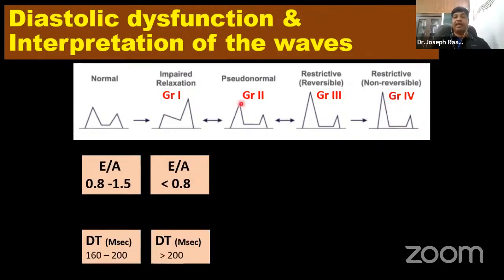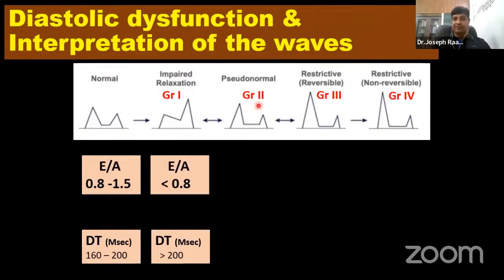Okay, so then what happens? Your left atrial pressure starts to compensate, so the left atrial pressures also start increasing. Then again, for a short time, the E and A waves look like normal. If you see these two, the normal and the grade 2, the pattern is more or less the same. It's called pseudo normalization.